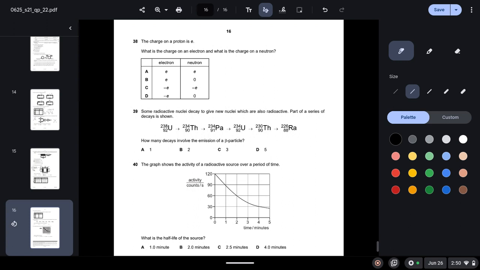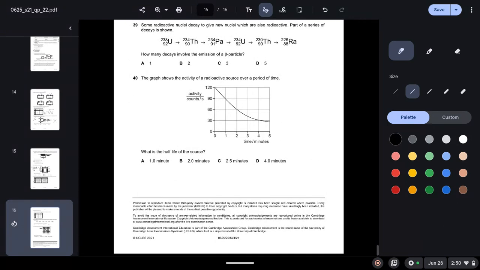The charge on a proton is E. What is the charge on an electron and what is the charge on a neutron? So we know that an electron is negatively charged and a neutron is neutral. It has no charge or zero charge. So D is your answer.